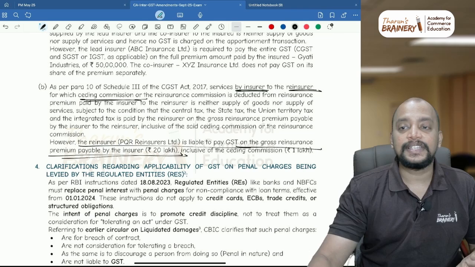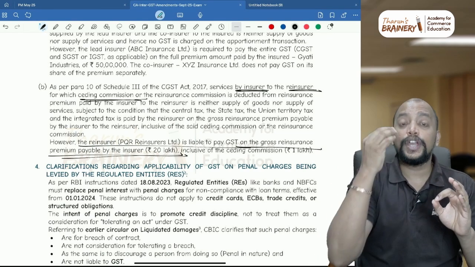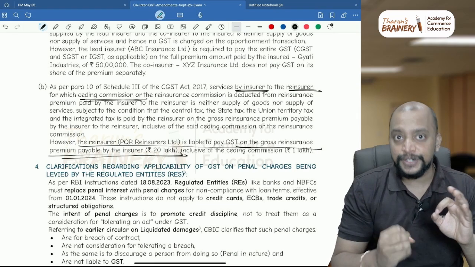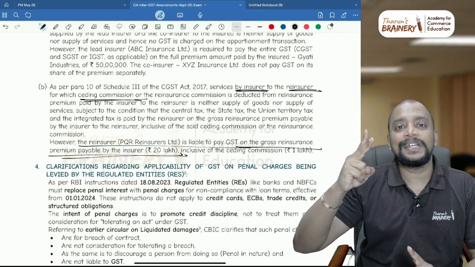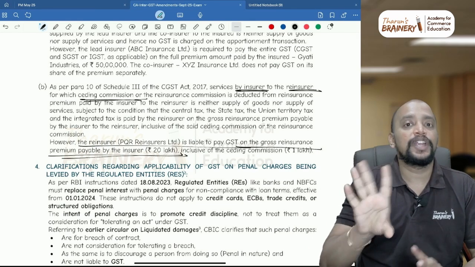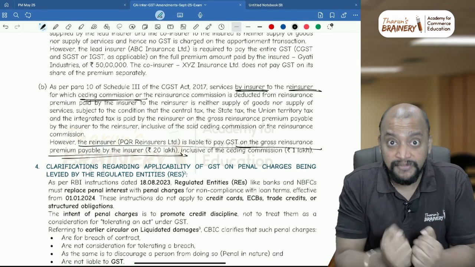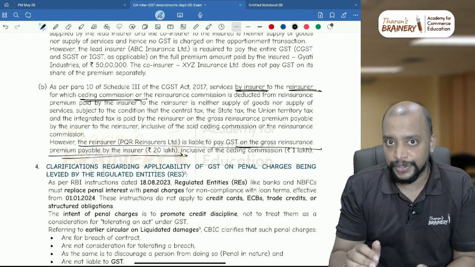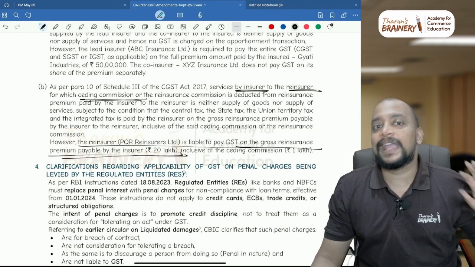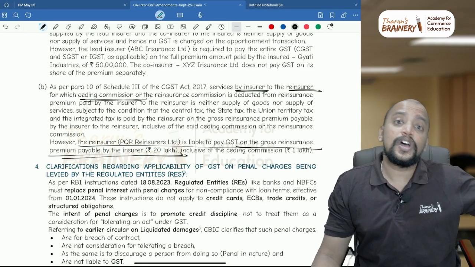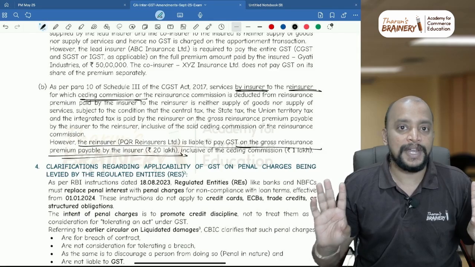So, final summary, what you need to remember is that in case of co-insurance, the co-insurer receives premium from the lead insurer, which is excluded from supply. Condition: the lead insurer should pay GST on the gross premium. Point number 2, the commission which is earned by the insurer from the reinsurer is also excluded from supply, provided the reinsurer pays GST on the gross premium which they have received. Okay, these are the 2 points you need to keep in mind.